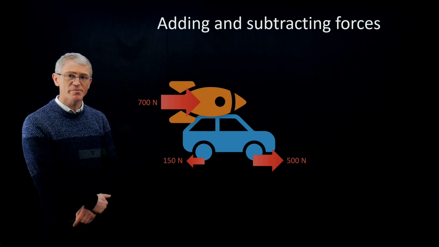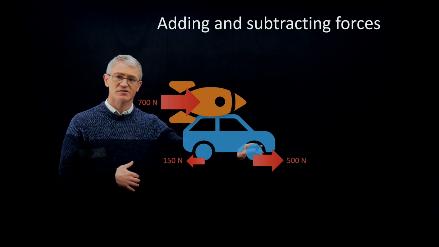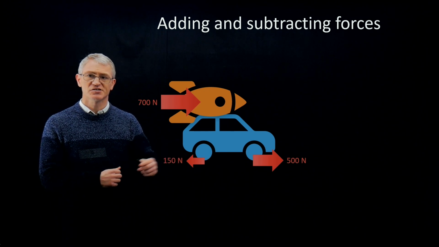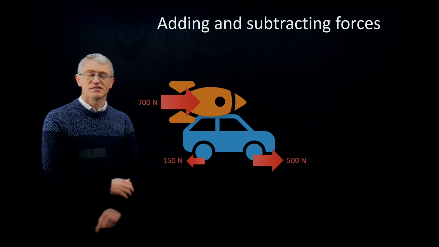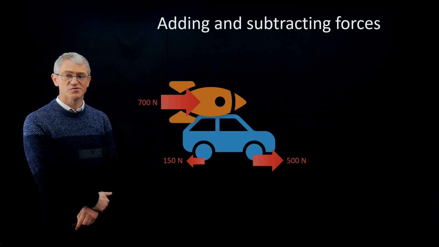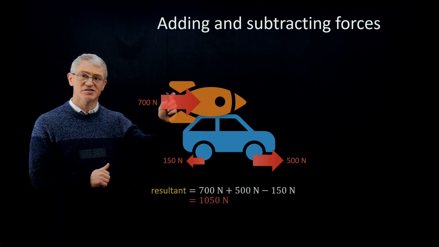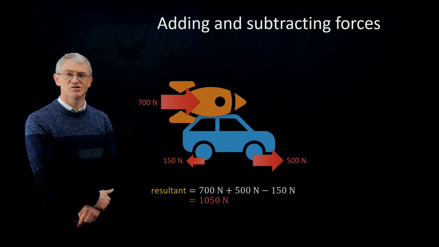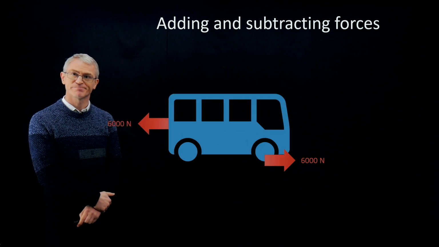Let's have a look at this one. We've got a rocket on top of a car. We've got a force going forward here, your thrust, essentially 500 N. You've got your air resistance, which is 150 N, and you've got the thrust going in the same direction here. So what do we need to do? First of all, we need to add, and then we subtract. We add the 500 because it's going in the same direction as the 700. 500 plus 700 minus the 150 is 1050 newtons, and that's your resultant force.